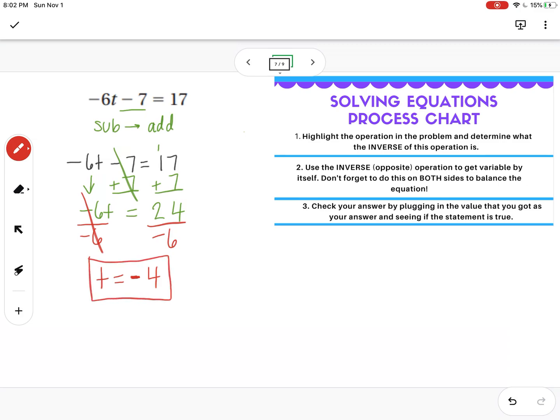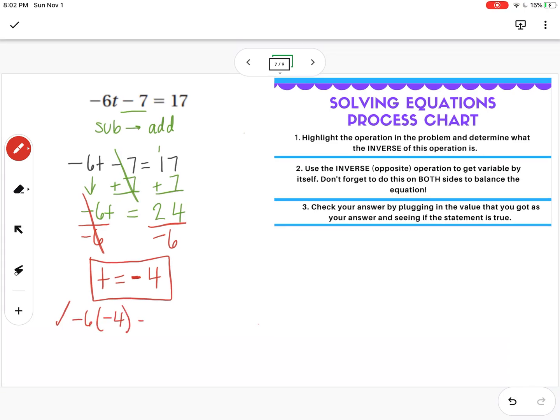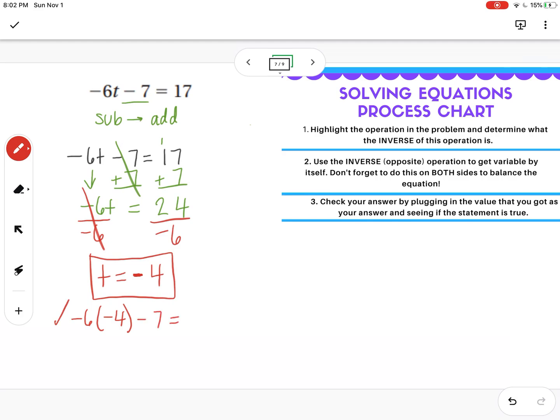Plug it in, and we are all done, except we want to make sure our answer is correct. So let's go ahead and check it. So negative 6 times negative 4 minus 7 equals 17. Let's see if this is right. So negative 6 times negative 4, remember same signs gives us positive. So 6 times 4 is 24 minus 7 equals 17. And of course 24 minus 7 is 17. So 17 equals 17. We know that this is correct. We didn't make any simple mistakes anywhere.